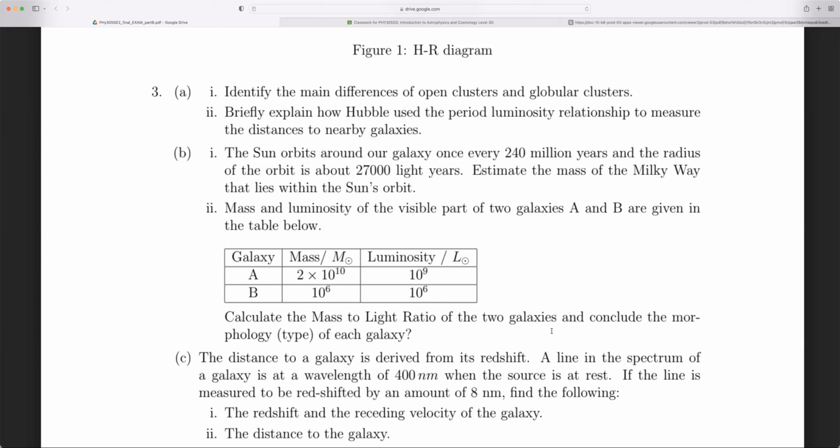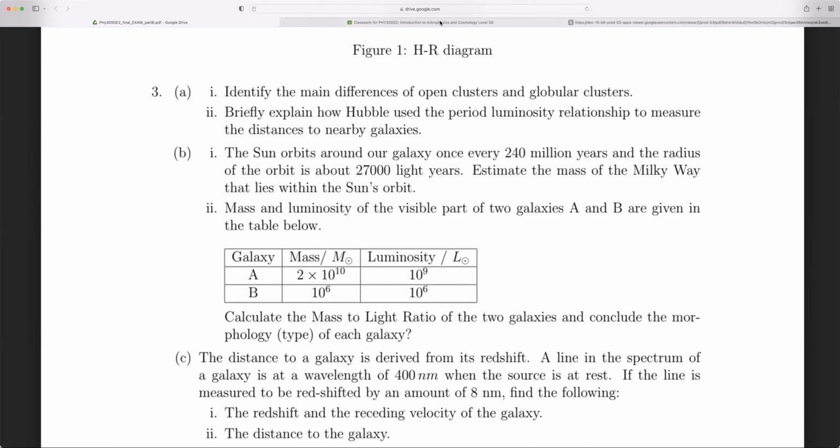Now, how to write the answer for this question? If you are smart enough, just looking at the table and at what has been asked, even if you have not followed this, you should be able to answer the first question, which asks to calculate the mass to light ratio. For each galaxy I have given the mass and the luminosity. Luminosity basically means the light intensity. So you should understand that you have to divide the mass by the luminosity. The only thing you don't know is whether you have to do a unit conversion, and for that you should have learned the context. Then, based on that value, you need to decide which type of galaxy A and galaxy B will be.